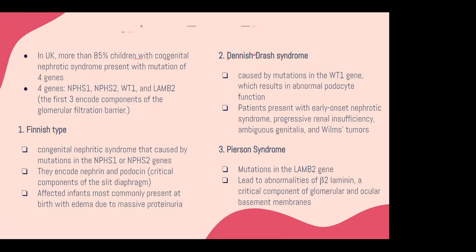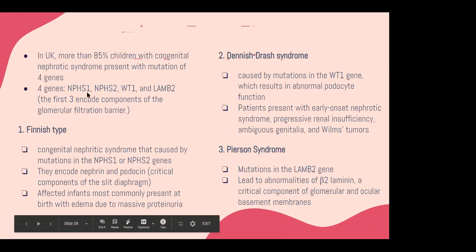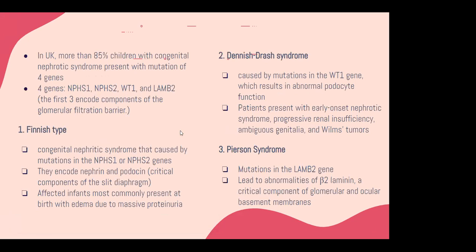So based on Nelson, in the UK, more than 85% of children with congenital nephrotic syndrome present with a mutation of 4 genes. And the first 3 encode components of the glomerular filtration barrier. So there are 3 types of primary congenital nephrotic syndrome. The first one is the Finnish type, caused by mutation in the NPHS1 or NPHS2 gene. They encode nephrin and podocin. This will affect infants, who most commonly present at birth with edema due to massive proteinuria. And the infant will also have severe hypoalbuminemia, hyperlipidemia, and hypogammaglobulinemia.